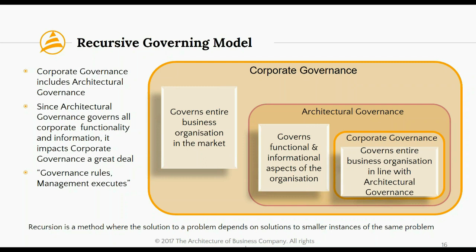An architectural governance is the part of the whole enterprise governance, but it influences the whole enterprise a great deal. Particularly, architectural governance oversees business functionality and business information, not necessarily information technology, and because of this, it impacts all other aspects of enterprise and related governance.